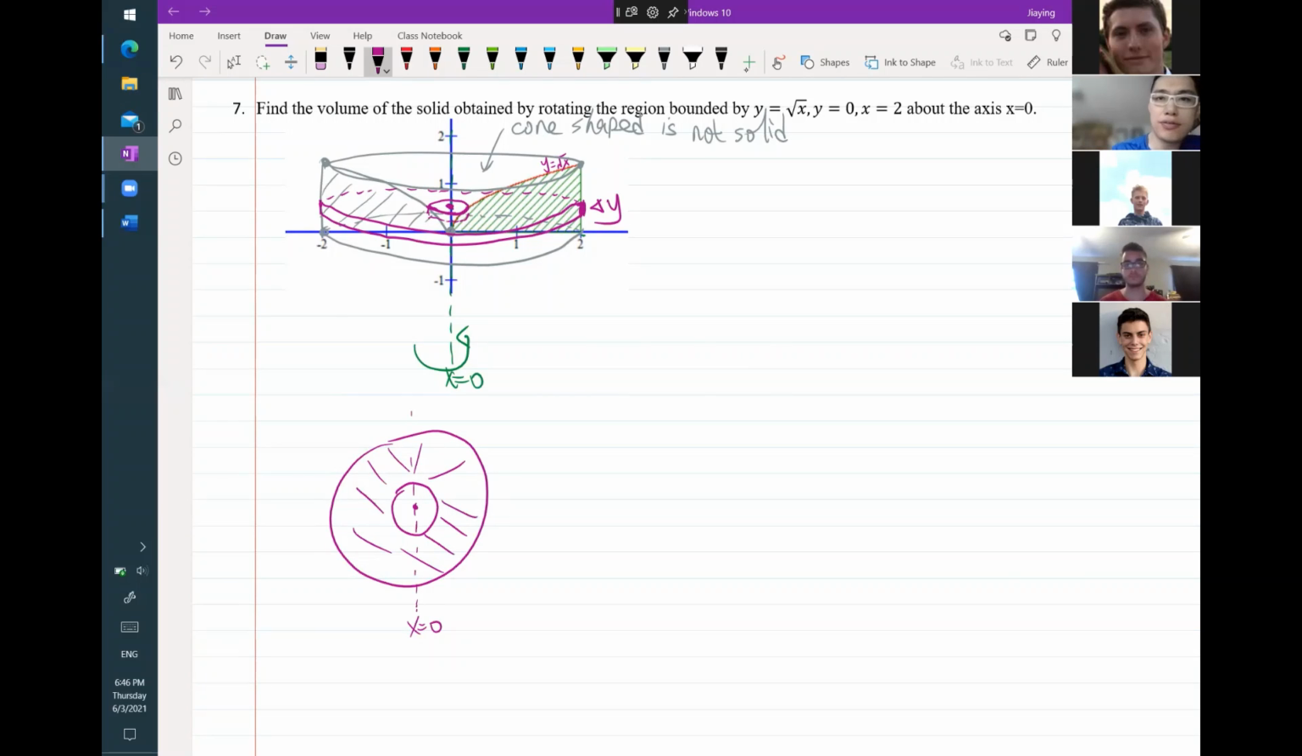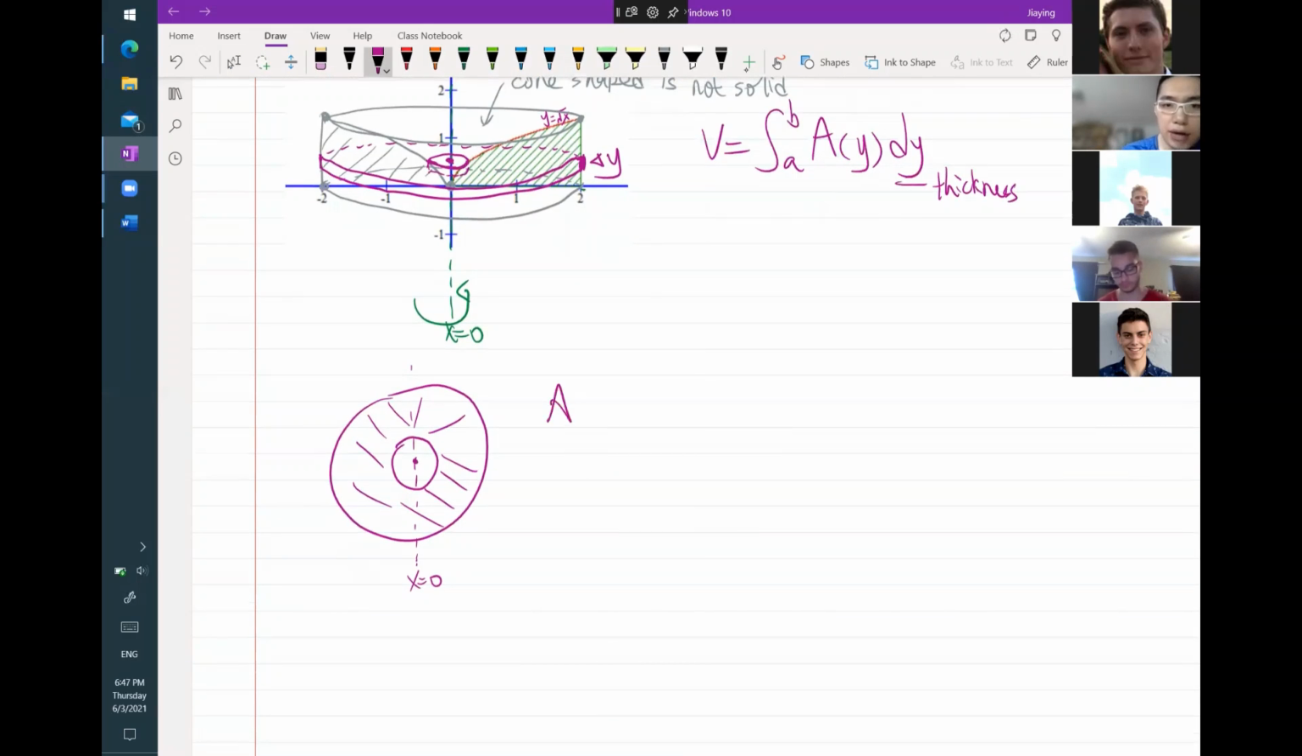And again, to find the volume, the volume equals integrating from a to b of some area function, but because the thickness is delta y, we have dy here. That's the thickness. So that means the area function has to be a function of y. So A has to be a function of y. Well, let's find the area function.